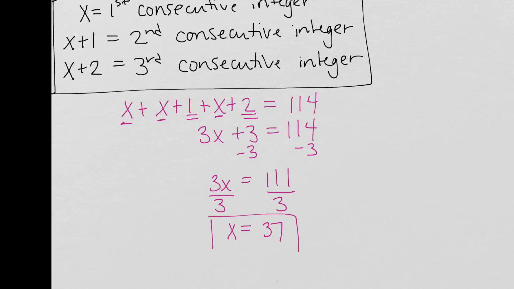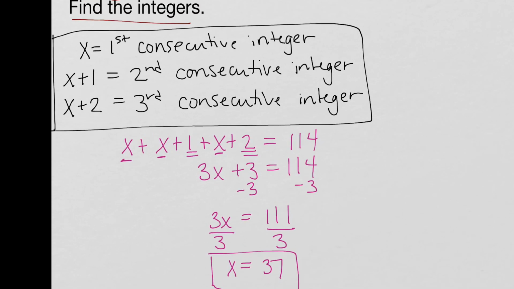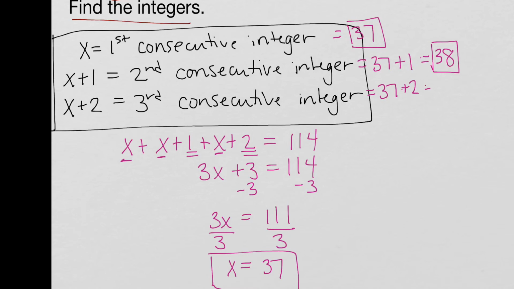Now, if you look back at your key above, we found that the first consecutive integer is 37. The next consecutive integer is 37 plus 1, so it's 38. And the next one is 37 plus 2, so it's 39. So those are our 3 consecutive integers.